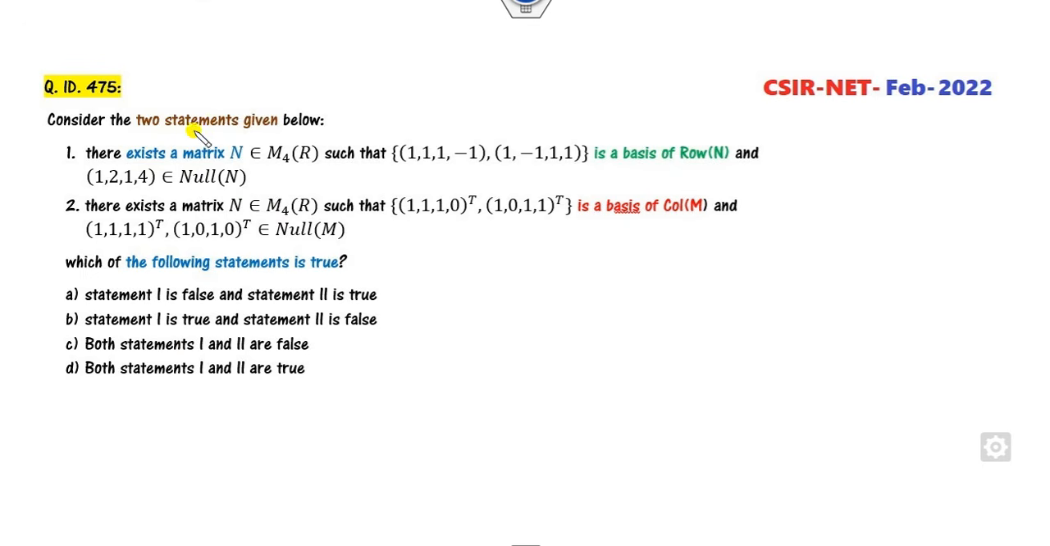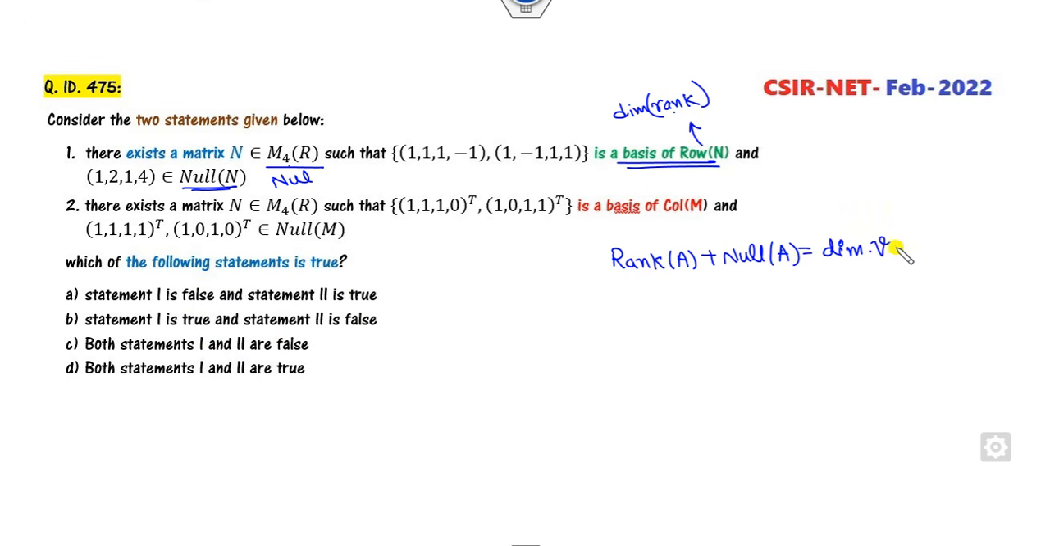Okay, consider the two statements for matrix M4. This is the basis of the row space, and the row space dimension is the rank, and this is the nullity. Statements 1 and 2 are there. That's very simple. Whenever there is a rank and nullity, what theorem is applicable? Rank of A plus nullity of A is the dimension of the vector space.